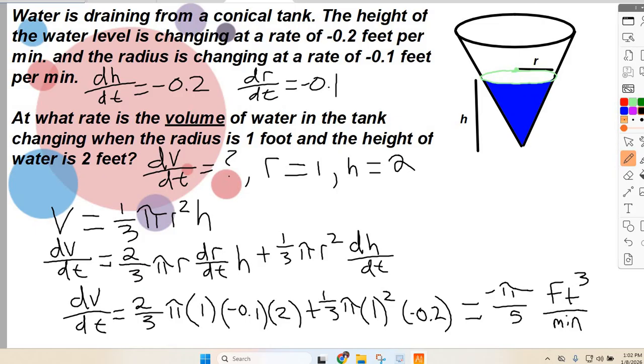So why is our dV/dt negative? Because it's leaking out, so my volume will be decreasing. Negative, but it'll be decreasing. So if my volume is decreasing, then its derivative should be negative.